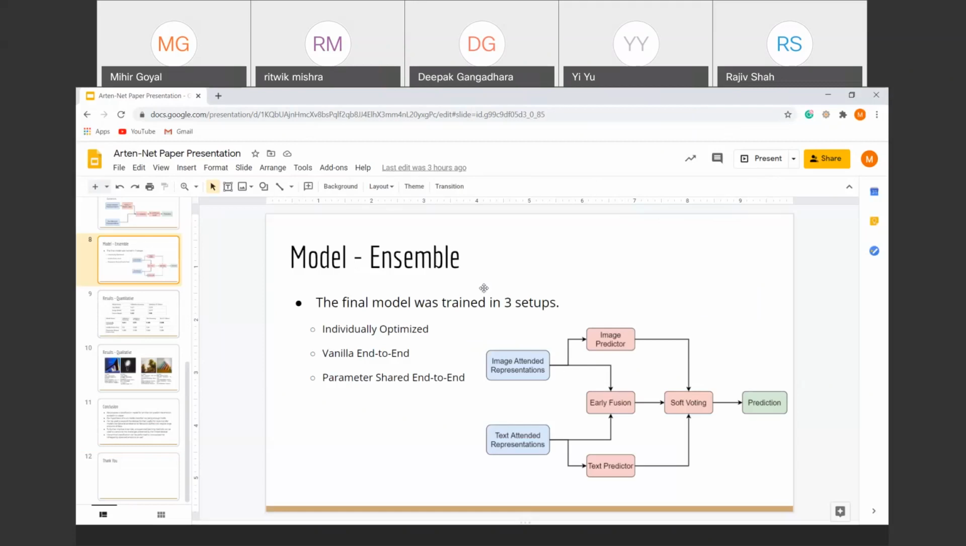This one? Yes. So how do you assemble the data in three setups? I didn't get that. Sorry. Could you please repeat that? Okay. So what I mean is how you predict the results. What kind of soft voting? What do you mean, the soft voting?